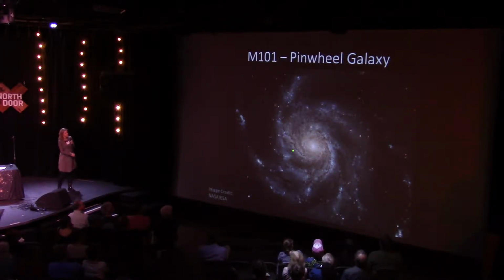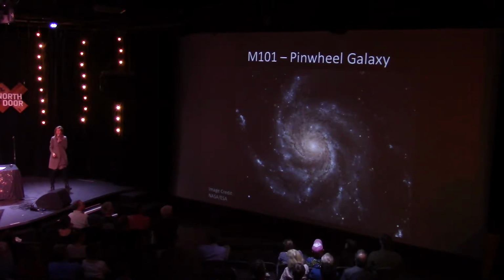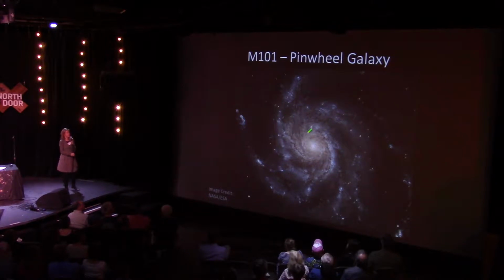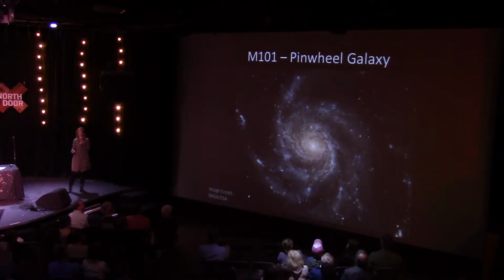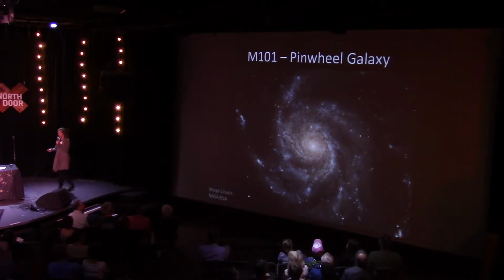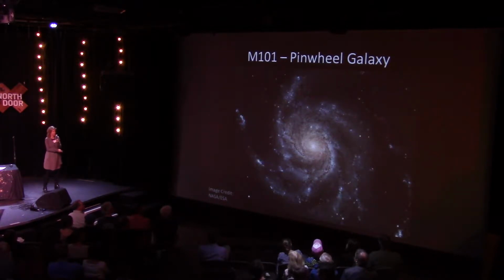But then you can also see these darker reddish-brown features in here, and these are lanes of molecular gas and dust. The gas and dust is what fuels star formation in a galaxy. So when you see something like this, with lots of material to make new stars, this is a really active, ongoing star-forming galaxy.